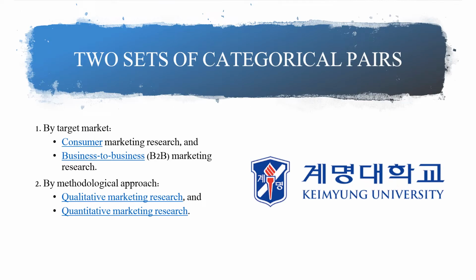There are two different categories of marketing research. First, you do research by target market, and secondly, by methodological approach. Under by target market, you study the behavior of the market or the consumer, and we call it consumer marketing. And you study the behavior of company to company, and we call it business to business or B2B. By method, we have qualitative or quantitative marketing research.